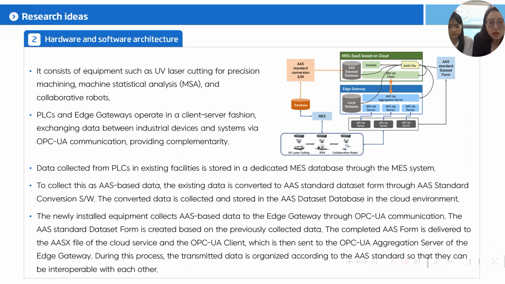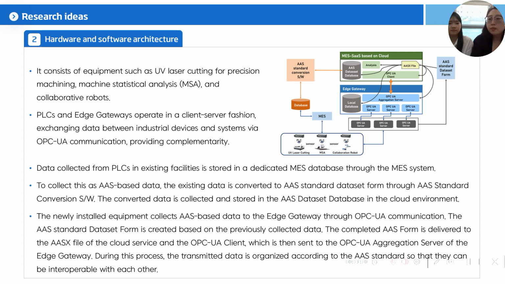The newly stored equipment collects AAS-based data to the edge gateway through OPC UA communication. The AAS standard dataset form is created based on the previously collected data. The completed AAS form is delivered to the AASX file of the cloud services and the OPC UA client, which is then sent to the OPC UA aggregation server of the edge gateway. During this process, the transmitted data is organized according to the AAS standard so that they can be interoperable with each other.